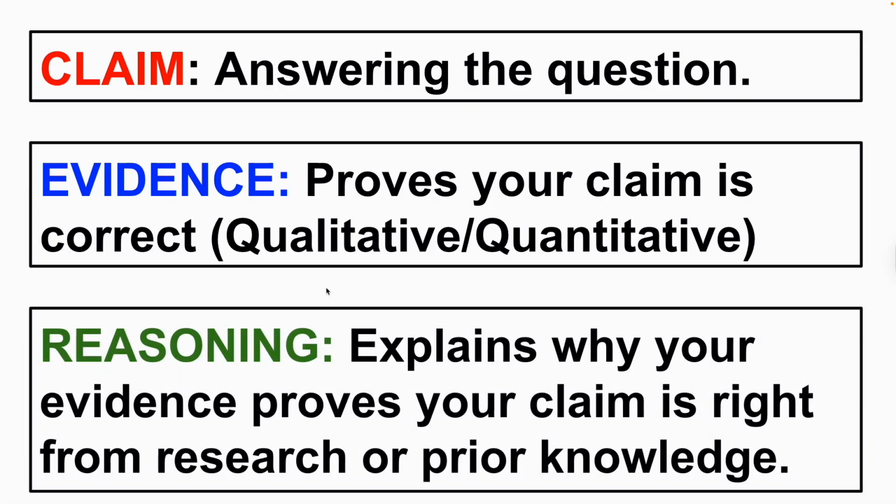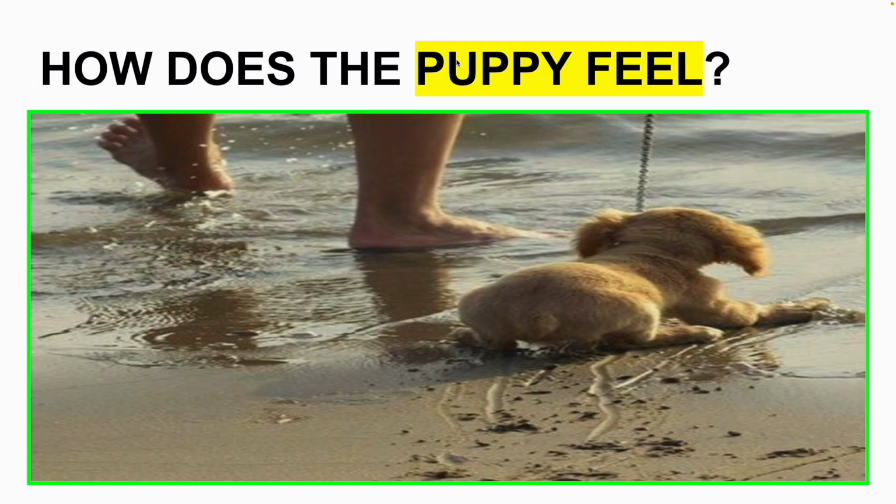Next, there's reasoning, and the reasoning is where you explain why your evidence proves your claim is right, from research or prior knowledge. So the reasoning explains why you chose that evidence and why it makes sense to claim that your answer is right. Alright, so let's take this picture for instance.